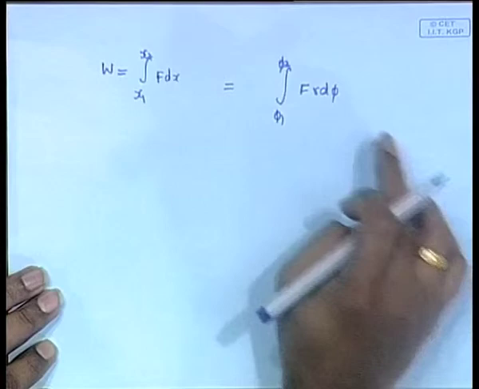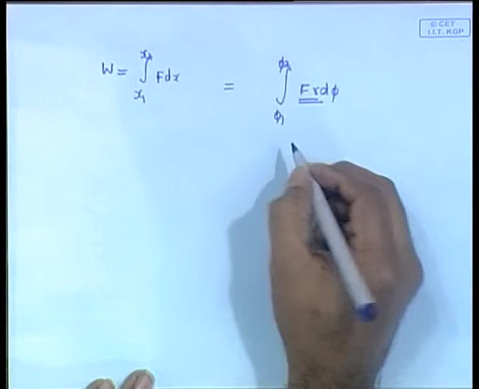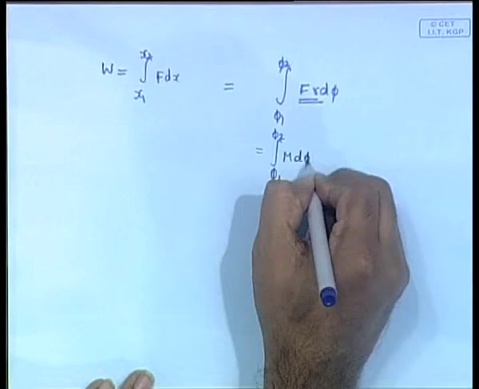Now this f into r we combine together and write as M. Therefore this can be written as M d phi.